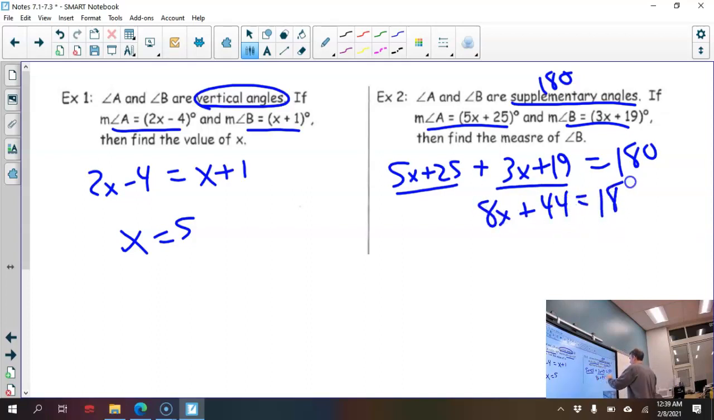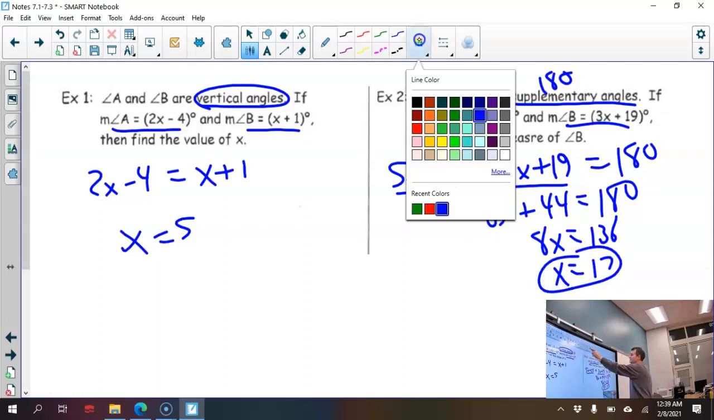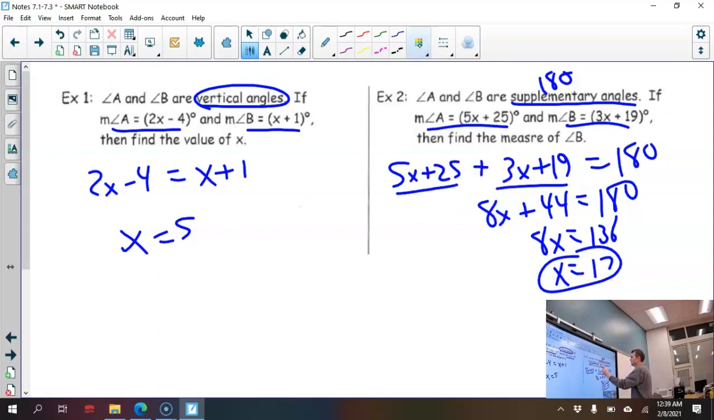I don't know if I want to solve all of these. Probably not. If I subtract 44, I get 136. And that would be 17. X equals 17, but that's not my answer, right? Because what they really want me to do is find the measure of angle B. So I would have to take x equals 17 and put it back in for angle B and see what it is.